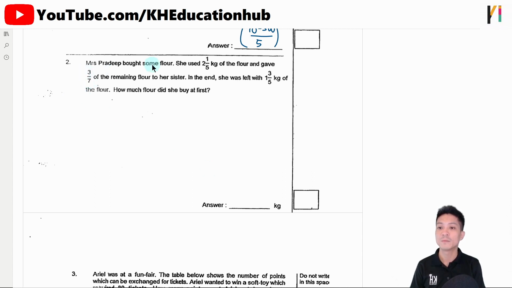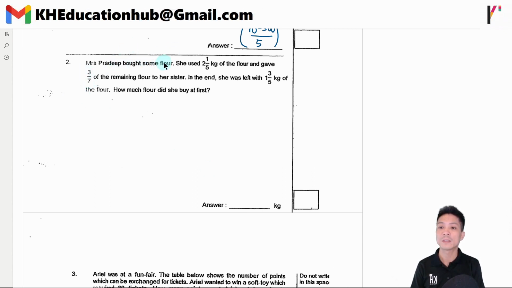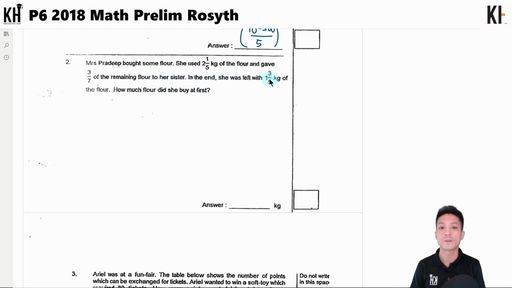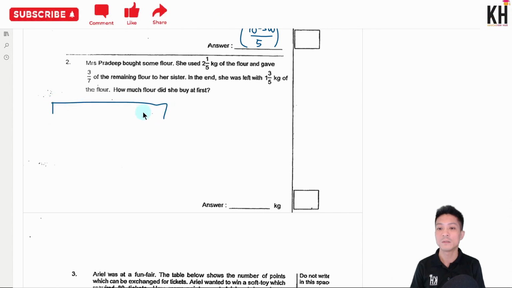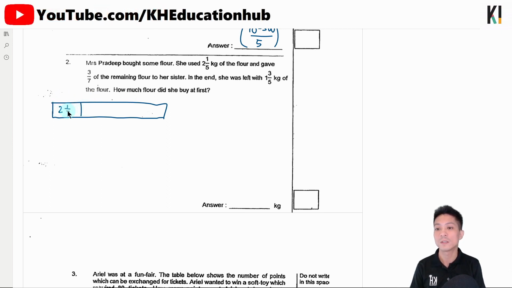Question 2. Mrs. Pradeep bought some flour. She used 2 1/5 kg of flour and gave 3 over 7 of the remaining flour to her sister. In the end, she was left with 1 3/5 kg of flour. How much flour did she buy at first? So for this question, draw a simple model to get yourself the correct direction. She used 2 1/5 kg and gave 3 out of 7 of the remainder.